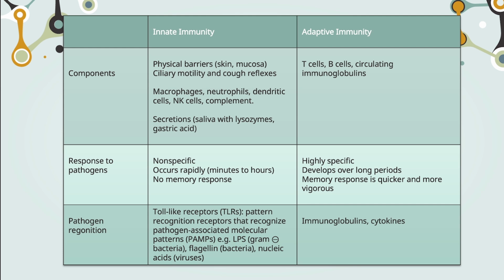Now, in adaptive immunity, this pathogen recognition occurs via immunoglobulins. Each immunoglobulin has a unique binding site to a particular antigen, and when that antigen is exposed, our immunoglobulins go and bind to that antigen and then trigger adaptive immunity. Similarly, like immunoglobulins, there are cytokines which are able to recognize the pathogen and initiate the adaptive immunity.